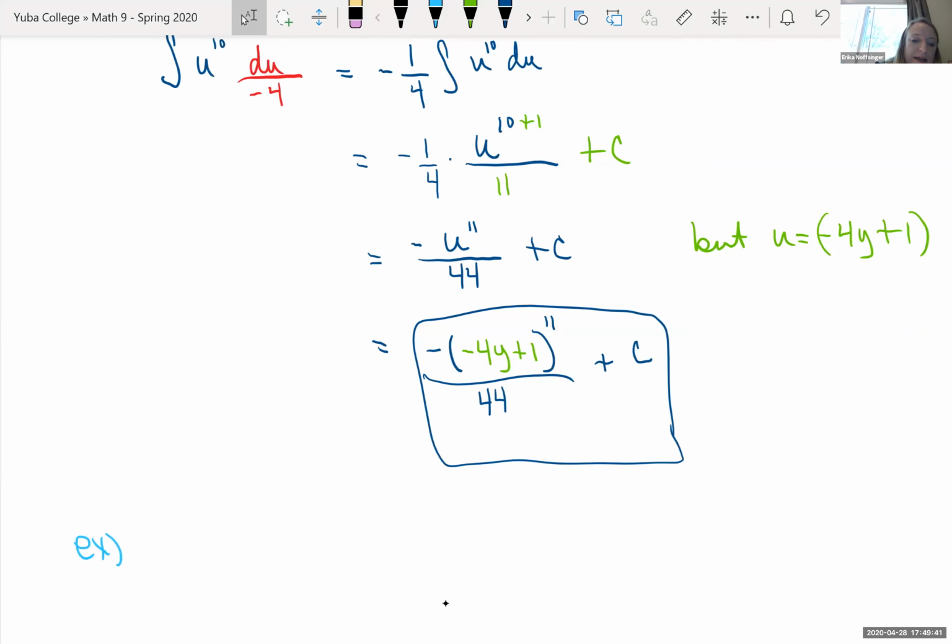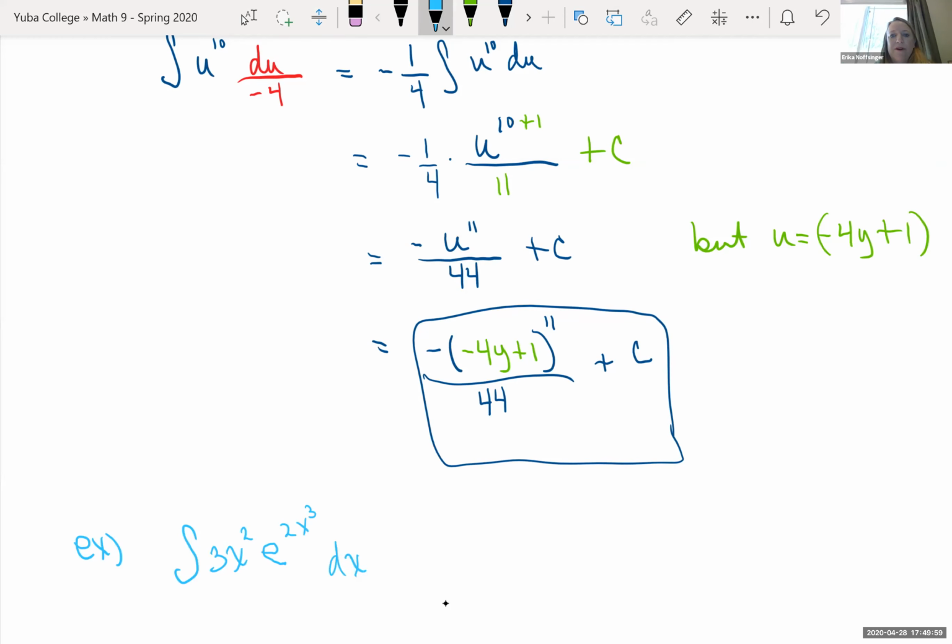Okay, so if we had the integral of 3x squared e raised to the 2x cubed dx.